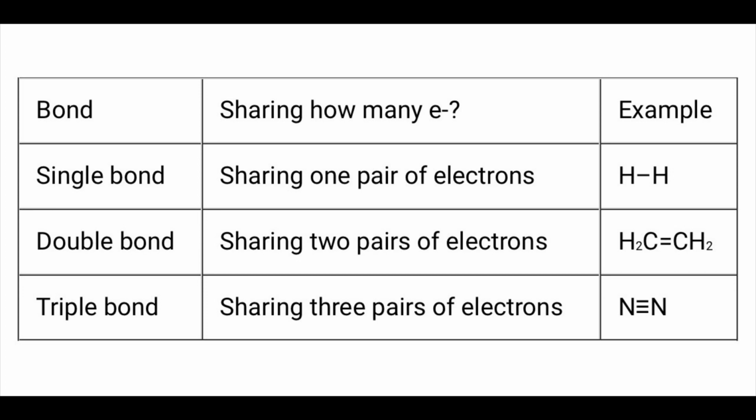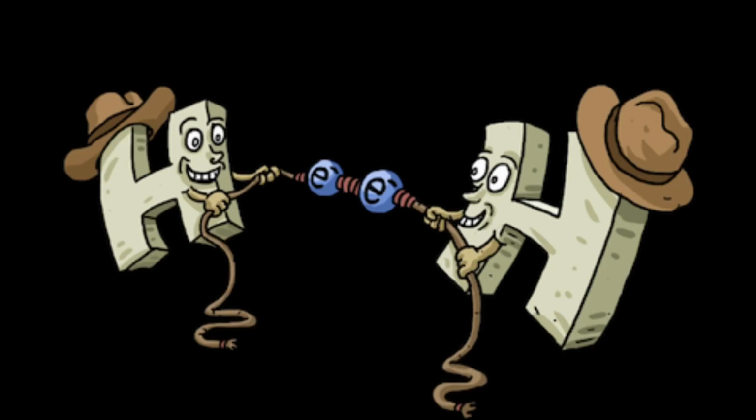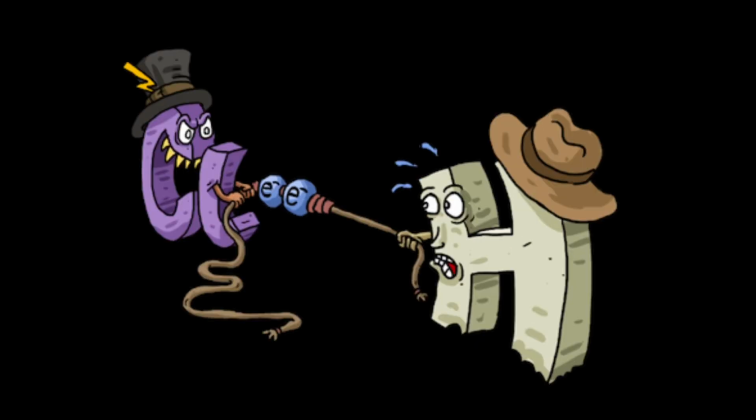There are 2 types of covalent bonds. The first is called a nonpolar covalent bond. This is where the atoms equally attract and share the electrons. An example of this is 2 hydrogen atoms, H-H, sharing a pair of electrons. Each hydrogen nucleus has 1 proton that equally tugs or attracts the bonding pair of electrons. The second type of covalent bond is the polar covalent bond.